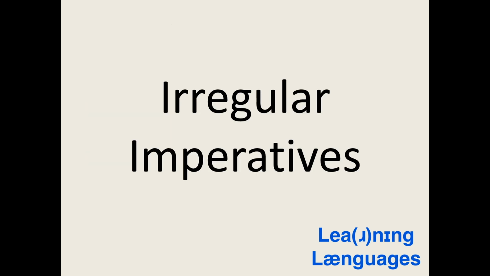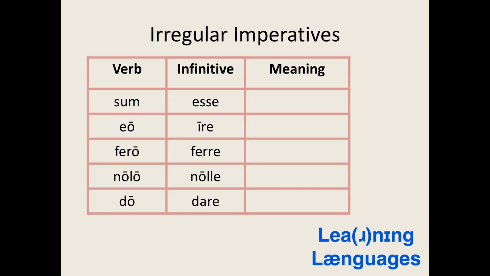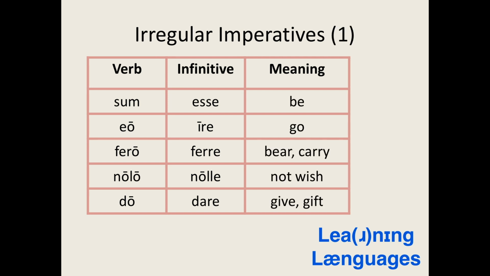Lastly, let's cover a few imperatives for irregular verbs. Remember these verbs, pause the video and see if you can fill out the third column. We have sum, I am, eo, I go, fero, I bear, I carry, nolo, I do not wish, I do not want, and do, I give, I gift.